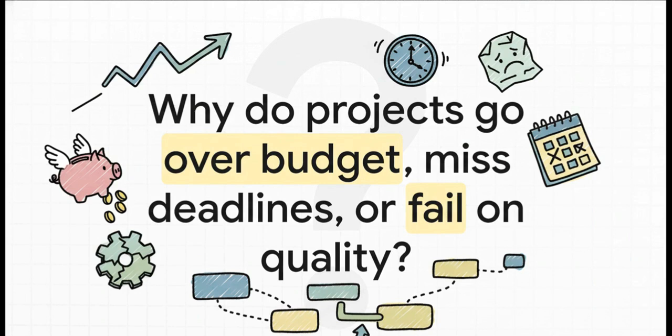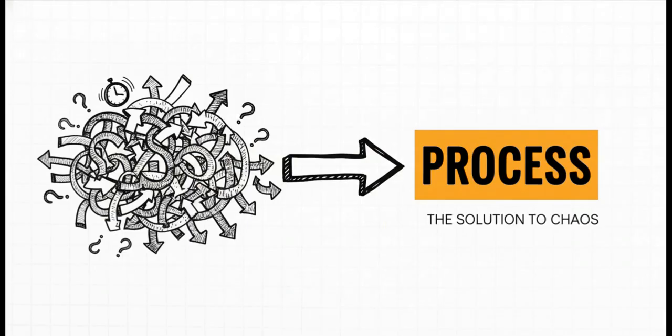So let me start with a question. Have you ever been part of a project that just went off the rails? The deadline keeps slipping, the budget gets blown, and the final product isn't quite what everyone hoped for. We've all been there, right? It's a super common problem, but why does it happen so often? Well, the culprit? It's almost always process. Or, to be more accurate, a lack of one.